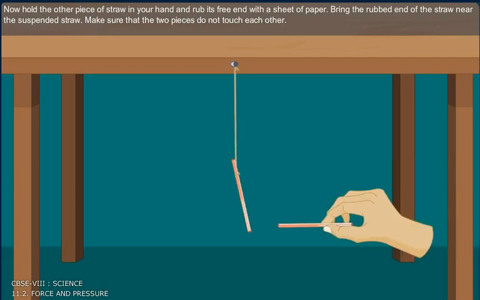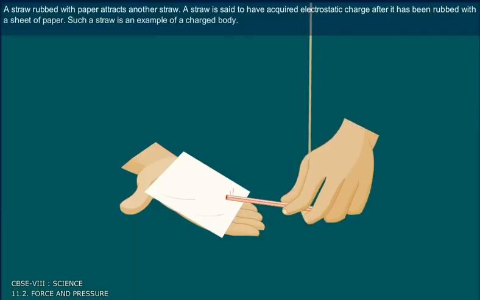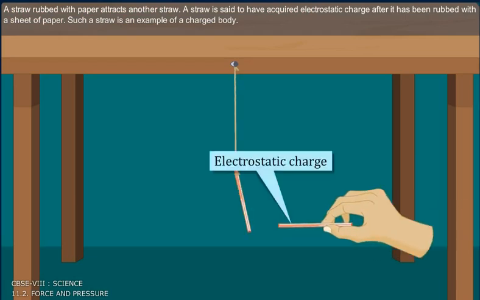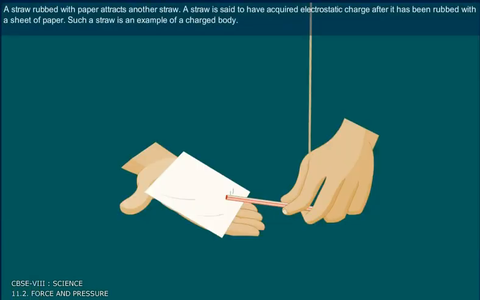Make sure that the 2 pieces do not touch each other. A straw rubbed with paper attracts another straw. A straw is said to have acquired electrostatic charge after it has been rubbed with a sheet of paper. Such a straw is an example of a charged body.